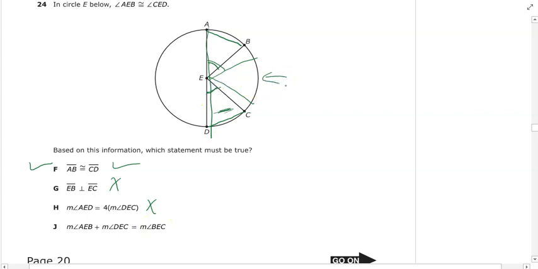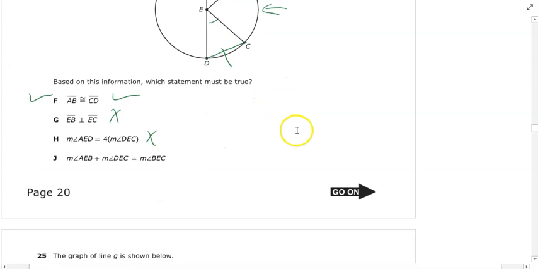So that first one is the correct answer because that's one of the properties that we learned. If you have central angles that are congruent, then it's going to create congruent arcs here and congruent chords. Or if you had congruent chords, the central angles have to be congruent and the arcs would have to be congruent. Any one of those three pieces of information would mean the other two have to be congruent to each other. So definitely F on that one.